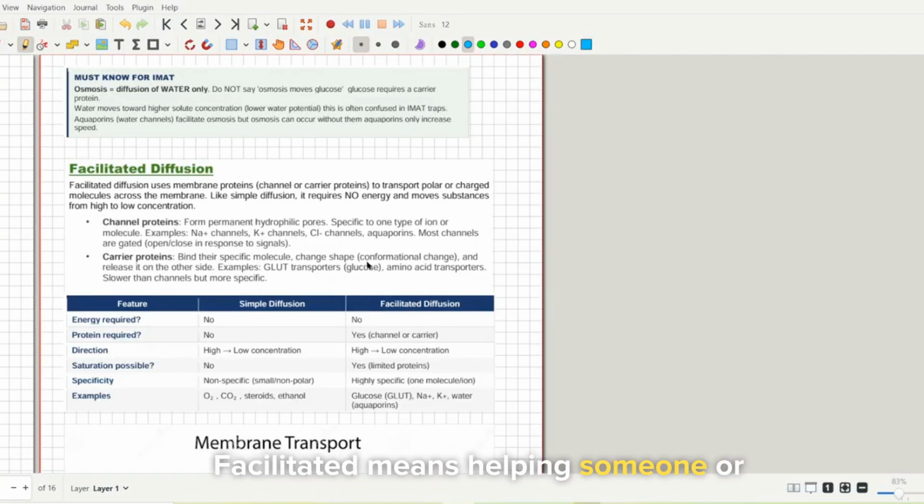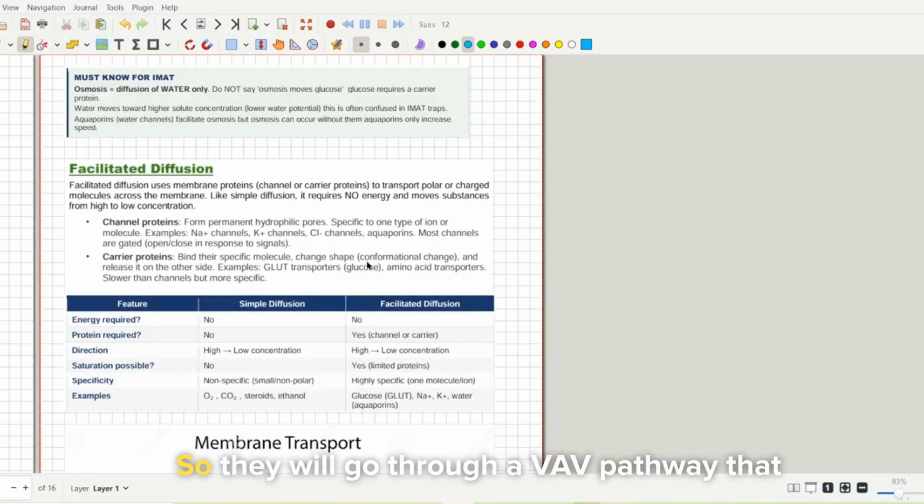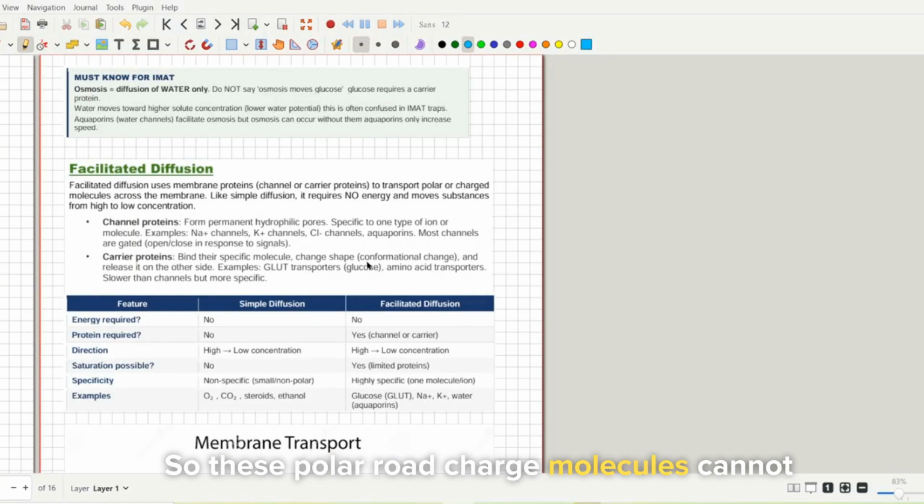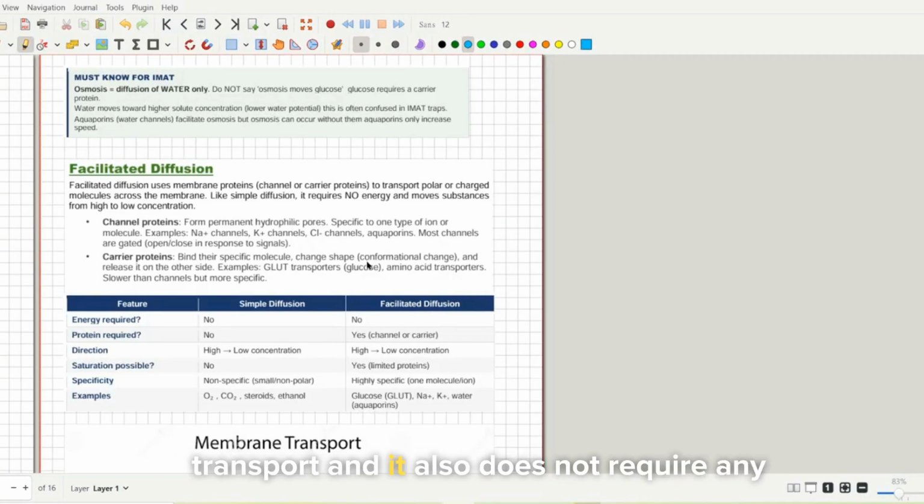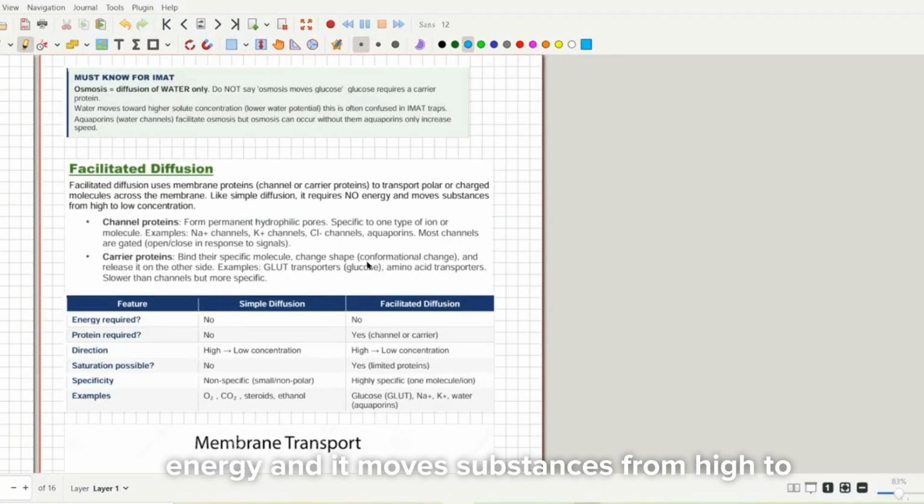Facilitate means helping someone or something to go from one place to another. It is like a VIP pass for different molecules. Charged molecules or polar molecules cannot pass through the cell membrane, so they will go through a VIP pathway. That pathway is what? Facilitated diffusion. So these polar or charged molecules cannot go through normal pathways, so they will take a VIP pathway, that is facilitated diffusion. And facilitated diffusion is a type of passive transport, it does not require any energy, and it moves substances from high to low concentration.